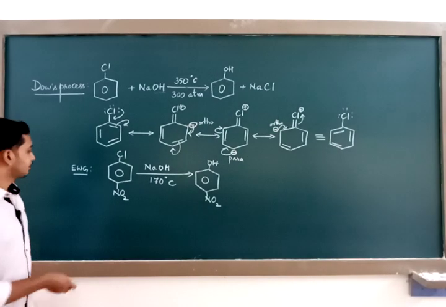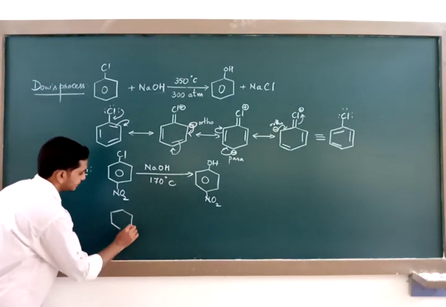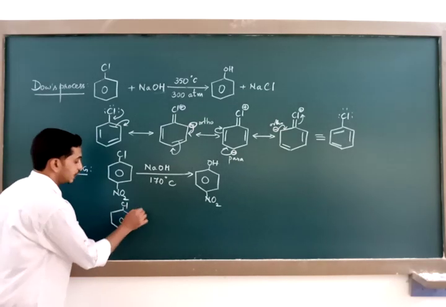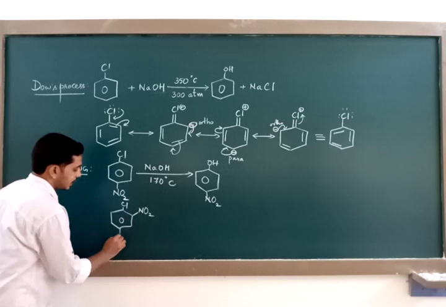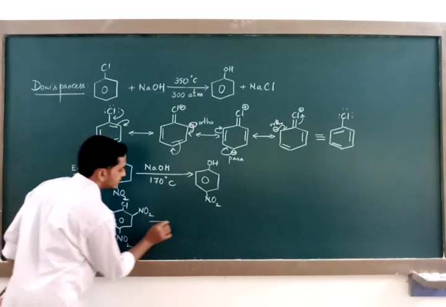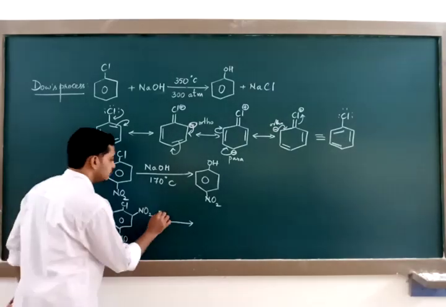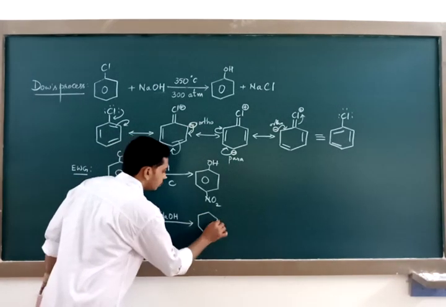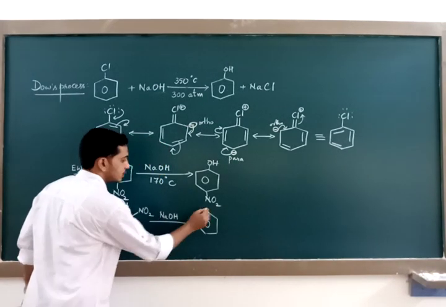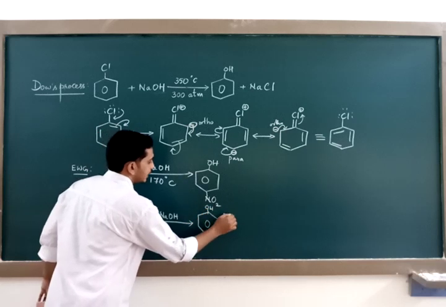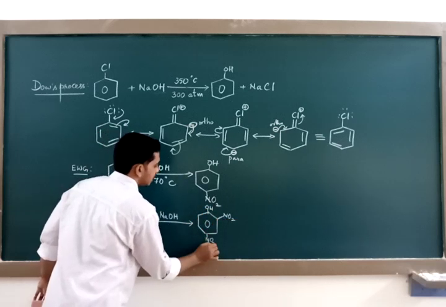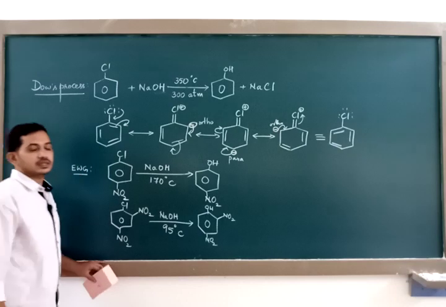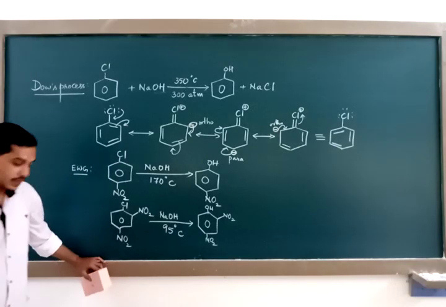Let us see one more example. The same chlorobenzene, this time with two substituents, two nitro groups, two electron withdrawing groups at ortho and para positions. If this is made to undergo the same nucleophilic substitution reaction by sodium hydroxide, this time the product would be the same. Wherever chlorine was there, you will get OH, phenol. Here NO2 as it is, here NO2 as it is. Again the difference is in terms of temperature. The temperature again decreased.